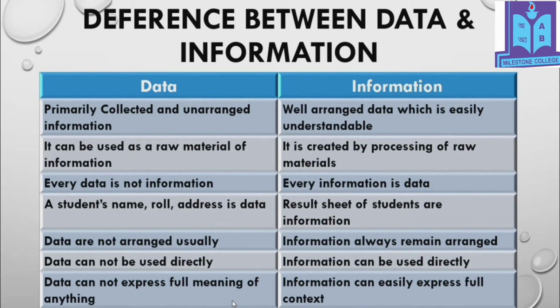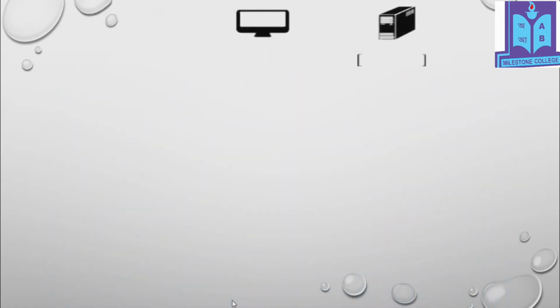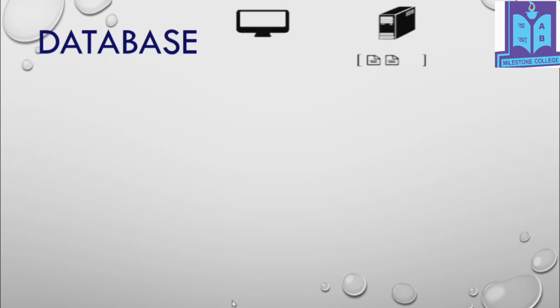A student's result sheet can show all the information he has in it. Data is usually not arranged, but information always remains arranged so that you can find brief information. So data cannot be used directly. Information can be used directly. You can use it anywhere. Data cannot express the full meaning of anything, and information can easily express it in full context.